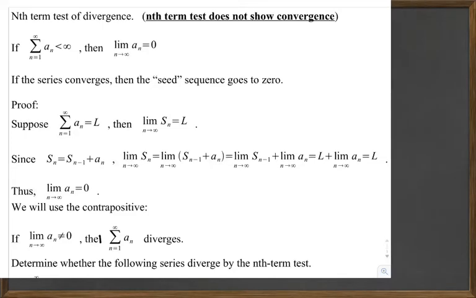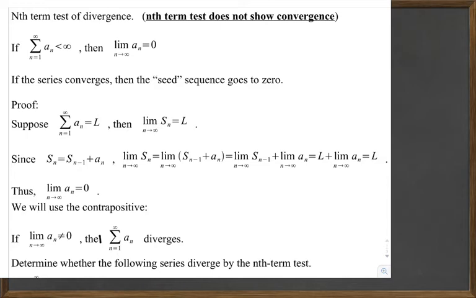Okay, in this video we're going to be looking at the nth term test. This is a test only for divergence. The nth term test does not show convergence. So this is a nice quick test to see very quickly if a series diverges. It will not show you convergence though, only divergence. This will be added to our telescoping series and our geometric series test that we already have.